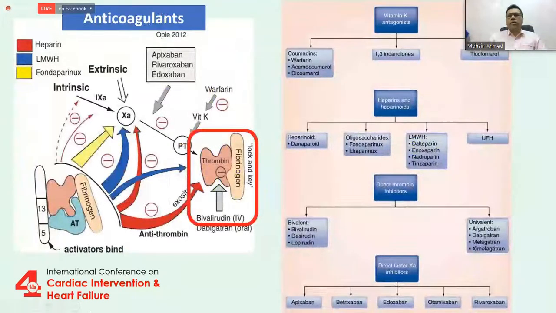And there are different classifications: the vitamin K antagonists, warfarin, and heparin, heparinoids, and direct thrombin inhibitors such as bivalirudin and others. And there are direct factor Xa inhibitors: apixaban, betrixaban, edoxaban, otamixaban, and rivaroxaban.